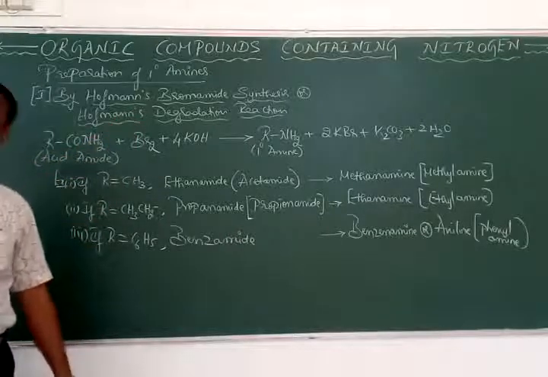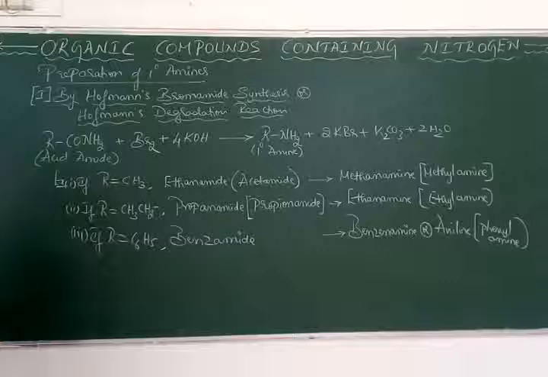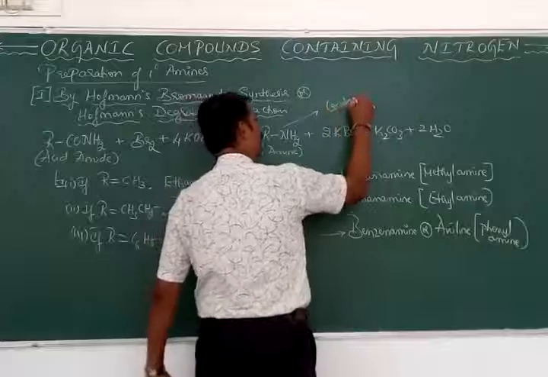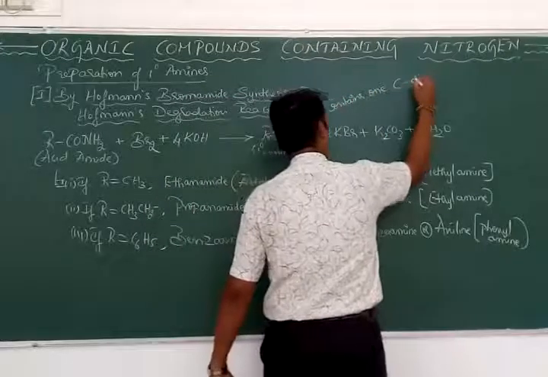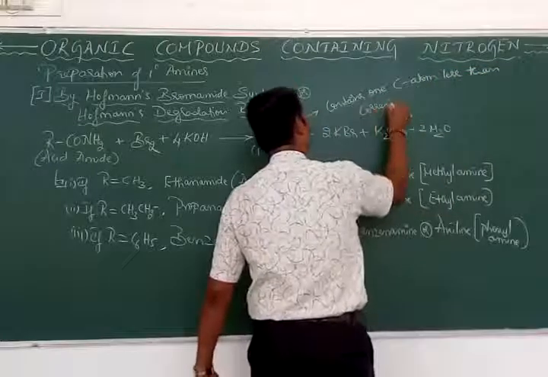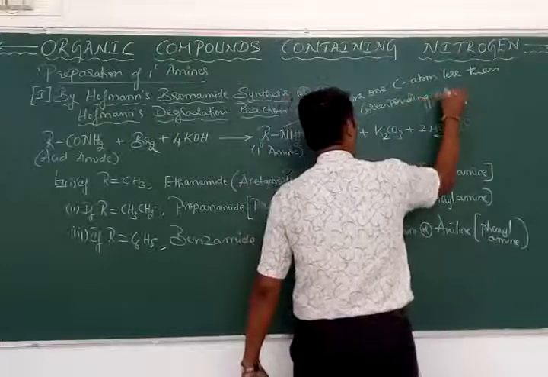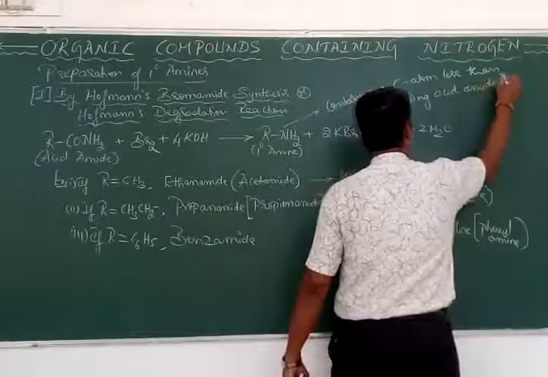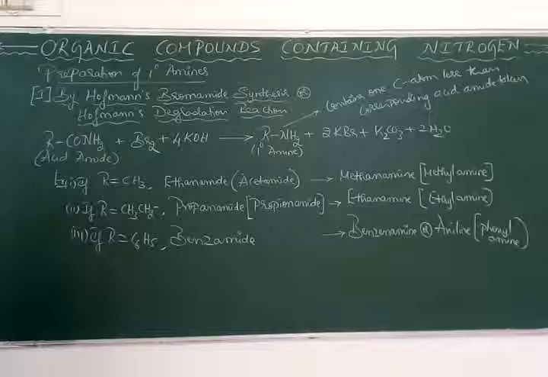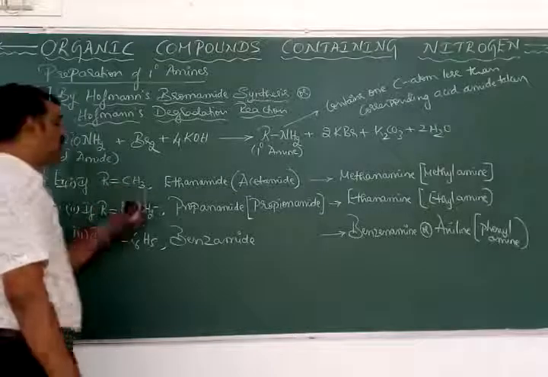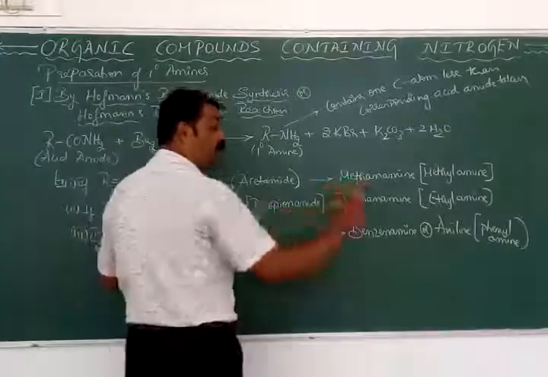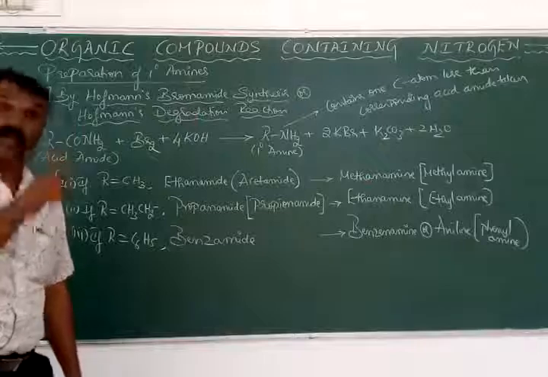Then why is it called a degradation reaction or synthesis? Here, the amine that has been obtained contains one carbon atom less than the corresponding acid amide that has been taken. That is why the word degradation is used. Degradation means decrease. How much is the decrease? For example, if the reactant is ethanamide, ethan means 2 carbon atoms, but the product obtained is methanamine. Meth means 1 carbon atom. So we are getting 1 carbon atom less.